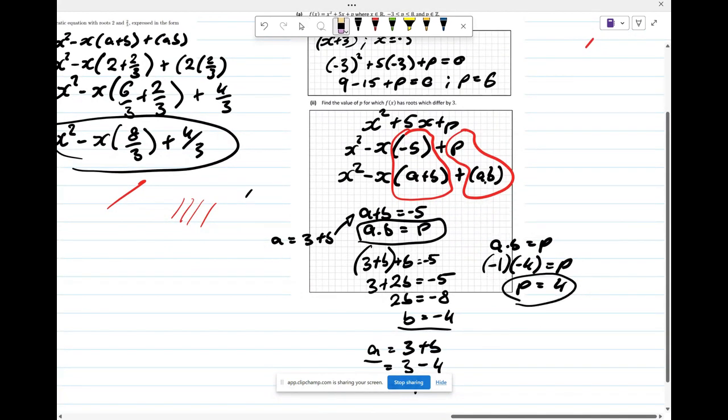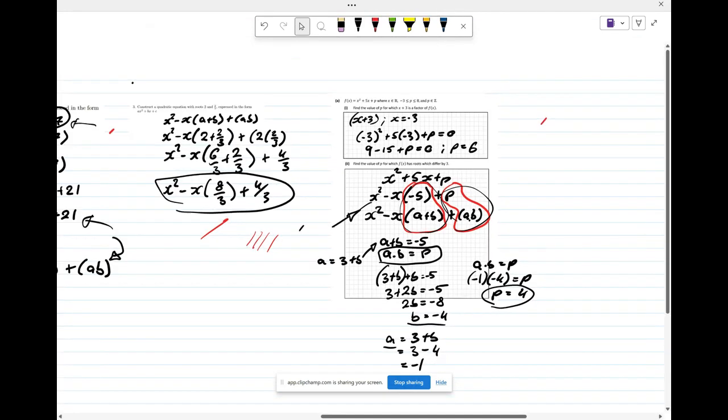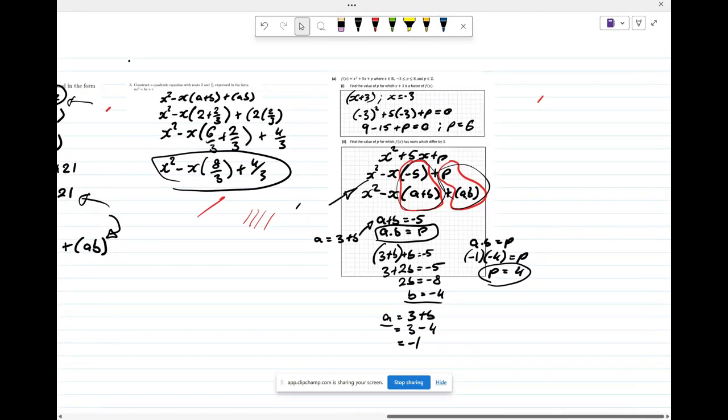So you can see, if we didn't know, we could write our equation like this and just compare terms, but it'd be a lot trickier to find the roots that differ by 3 and then find p from that. It's just a bit trickier. This way is a lot easier. But yeah, on to the next question.